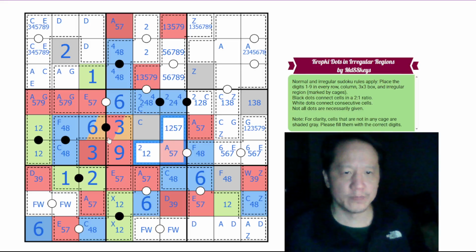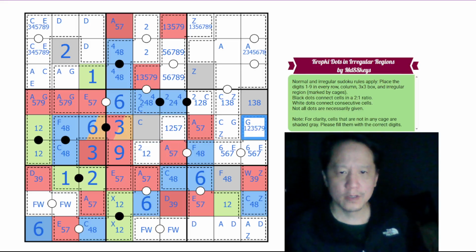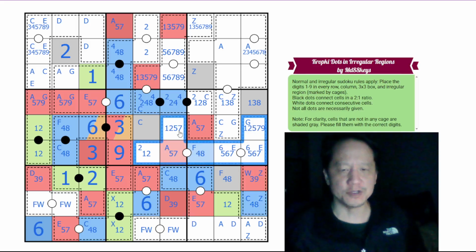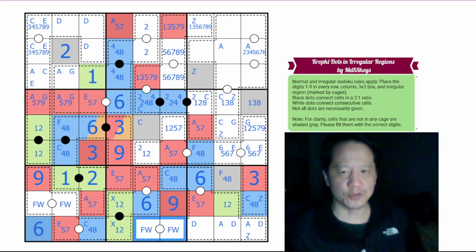Okay. 3 cannot be here. Where is 3 in this cage? Can't be any of these because of 3's in the row, so it has to be here. So this is 3, which means this is consecutive. That makes this 9, so that's 9. This has to be then 3 and 4 to be consecutive. So this is 4. C is 8. So F is 4 here. A is then consecutive with 4 and 6, so A has to be 5.